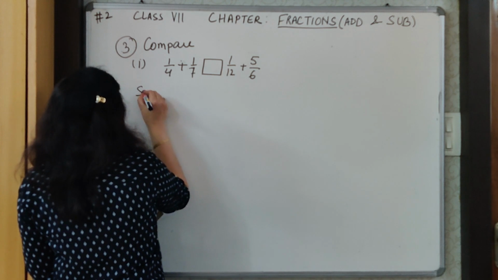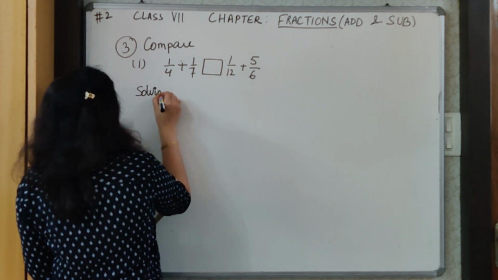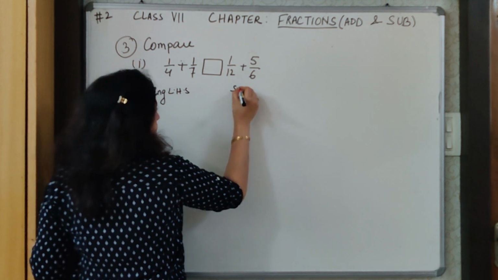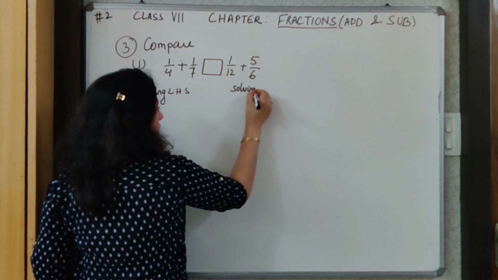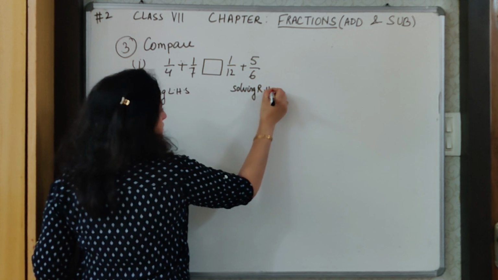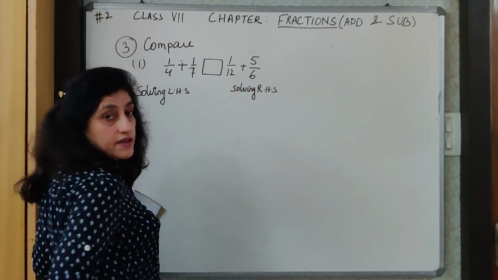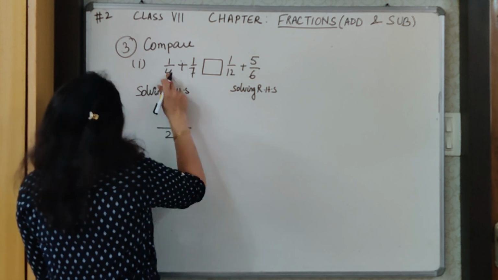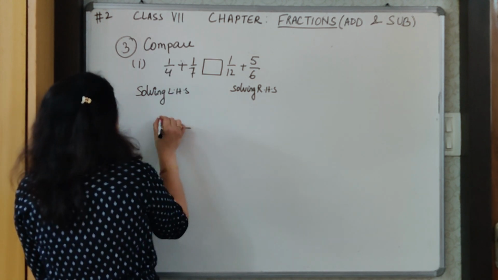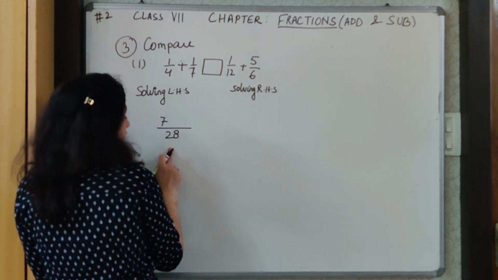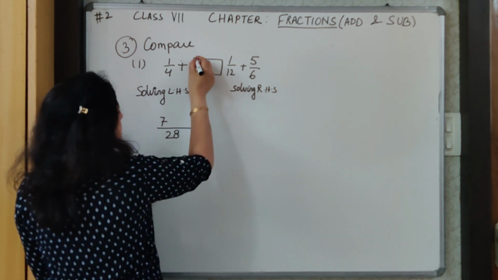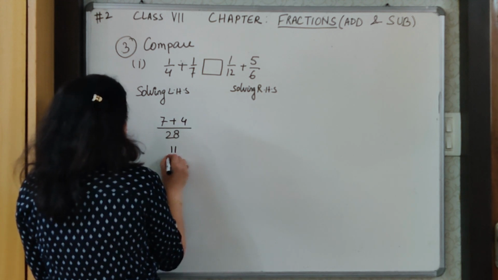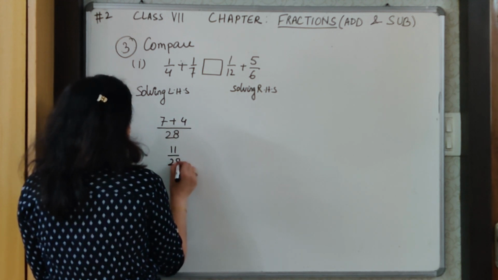I write here solving LHS, and here we will be solving RHS. So first let me solve the LHS. 7 and 4 will give me the LCM 28. 4 into 7 is 28, so 1 into 7 is 7. 7 into 4 is 28, so this will be multiplied by 4. 1 into 4 is 4, which gives me 11 upon 28.